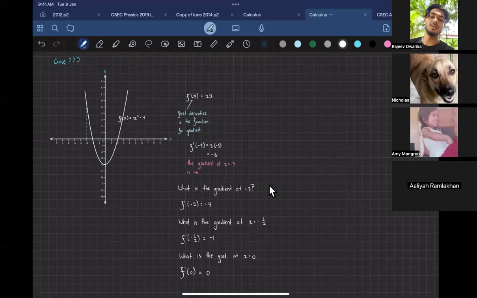Amy, you have that copied down? Yeah. Okay, cool. So, Amy, how are you finding differentiation so far? It's okay. I just need to practice, I guess.